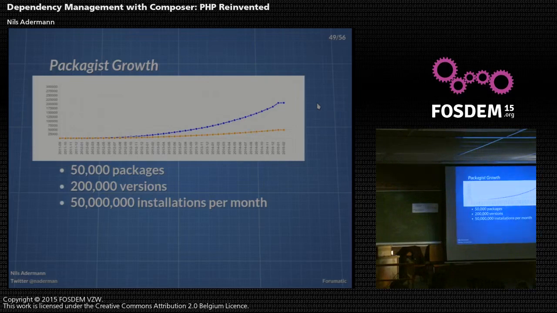We have over 50,000 PHP packages available on Packagist today. So if you're looking for something, it's probably on there already. If you're trying to build something new, maybe take a look, because it's probably on there already. There are over 200,000 versions of these packages. We have reached a point of over 50 million installations per month of individual packages. So the PHP world has been taken by storm by this concept of being able to install their dependencies in such a predictable and easy way.